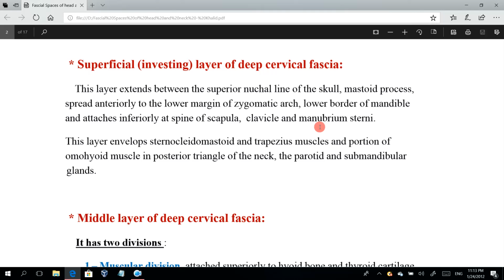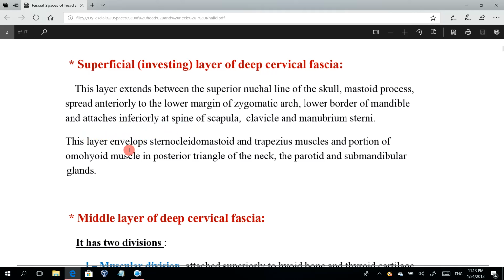Where does this fascia end? It ends inferiorly by attachment at the spine of the scapula. All of you remember the spine of scapula behind your shoulder. Also it attached to the clavicle and manubrium sterni. So this is on one side and the other side the same. So it forms just like a collar covering or encircling the neck, and as we said, the boundaries of attachment superiorly and inferiorly.